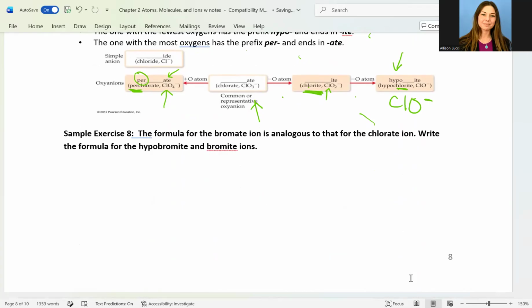So let's take a look at this example here, where we're told that the bromate ion has an analogous formula to the chlorate ion. We see the chlorate nomenclature above. We want to write the formula for the hypobromite ion. If we follow over here, hypo means that we have lower than the lesser amount. So 2 is the lesser amount, so we would have BrO2, but with 1 less, we would have BrO. We would still have that -1, the same charge for all of the ions in that group.